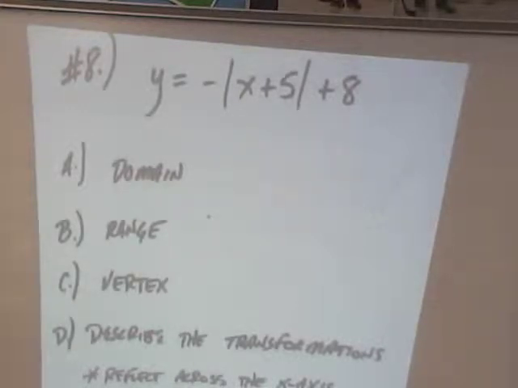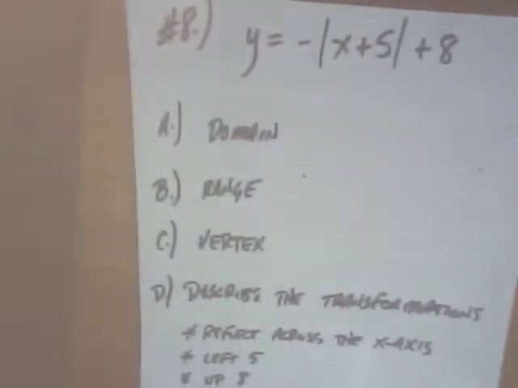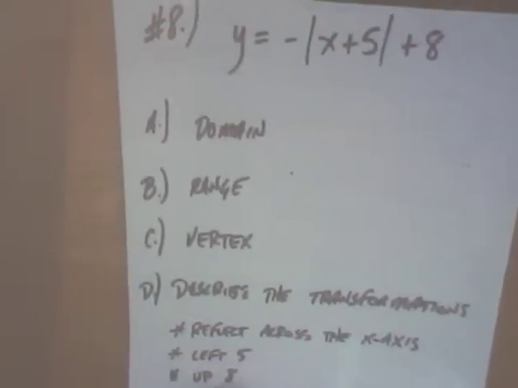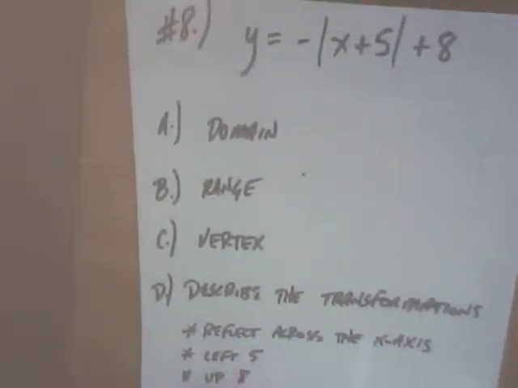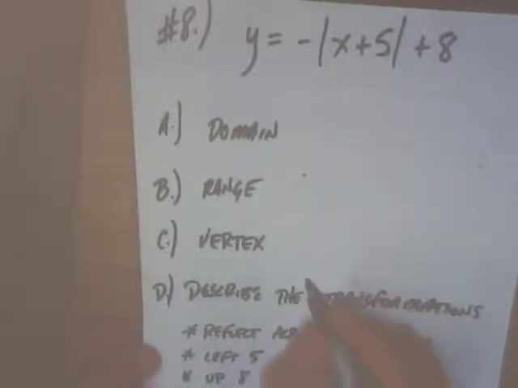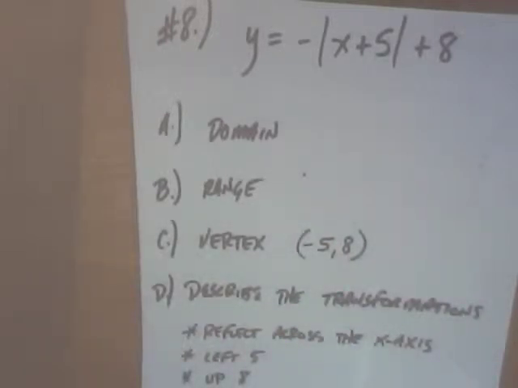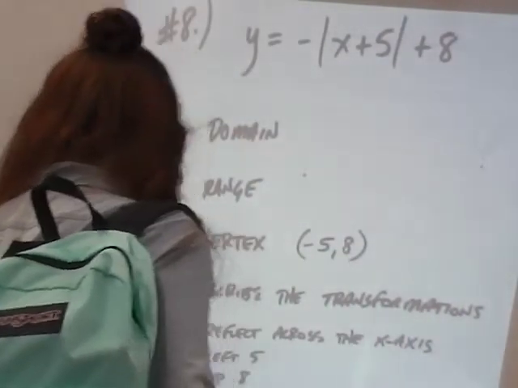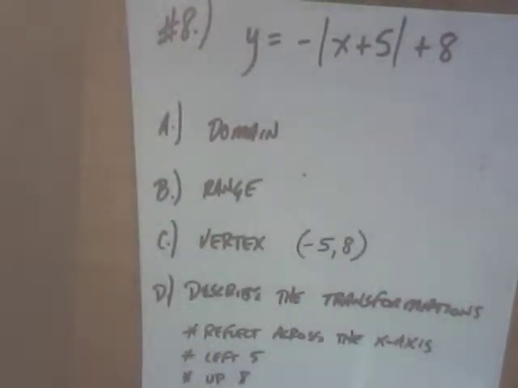Okay, so where's my vertex going to be then? It's a lot easier than that. The V moved left 5 and up 8. Where's the vertex going to be? What point? Negative 5, 8. Everybody okay with that? Questions on the vertex? Okay, cool.